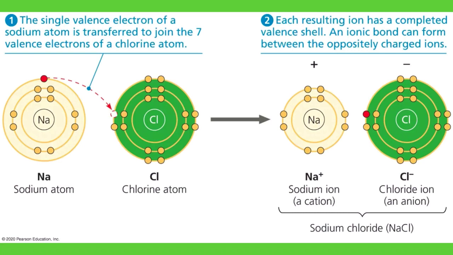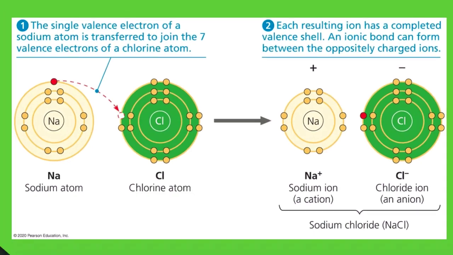Sodium becomes positively charged because it gave up that negative electron. Chlorine becomes the negative ion because it gained that electron. And now the positive and negative ions are attracted to each other, and that forms the ionic bond.